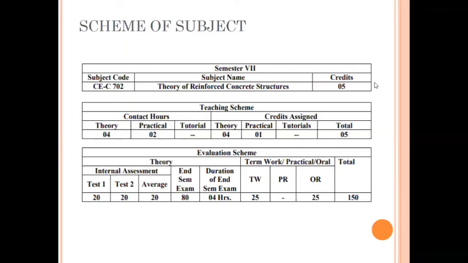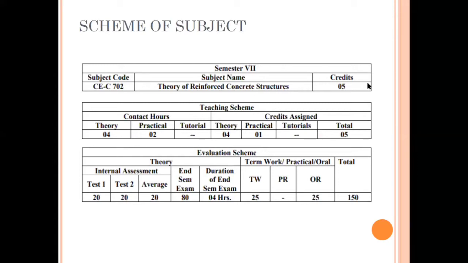So this is the scheme of the subject for you. The subject code is CEC 702 and the subject name is Theory of Reinforced Concrete Structures. So in this you have the evaluation scheme. I'll just come to the evaluation scheme, that is important. So you have term test which is of 20 marks, term test 1 and term test 2, and the average will be considered, and then the theory exam is of 80 marks and the duration of the exam is 3 hours. So please make a note of it. It's a mistake over there.